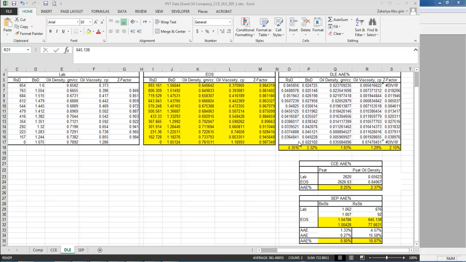I found this not matched. So now I will include this, and the question will remain: if I include this, do I need to keep this or not? Because this is related to the separator test and the DLE. They are related to each other. So if we include this in tuning, do we need to keep this or not? This depends. You will try to test this.